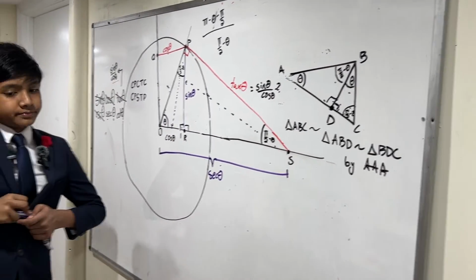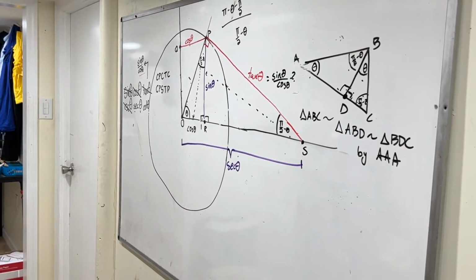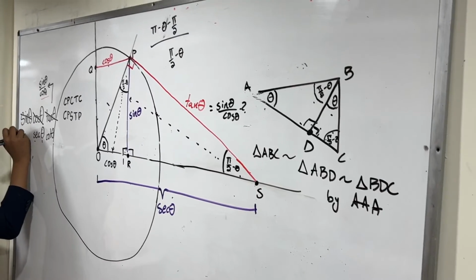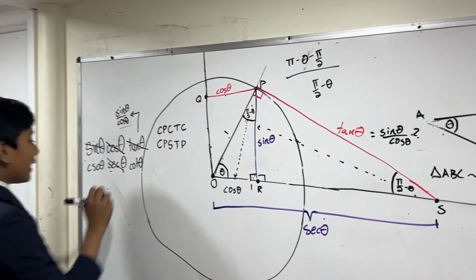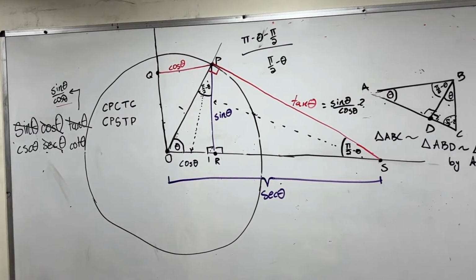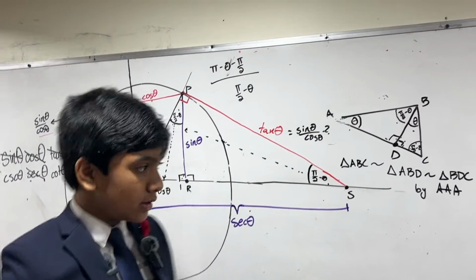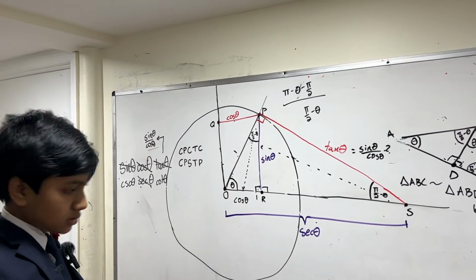So now let's find the other two. They're all hiding in another triangle, namely this one.